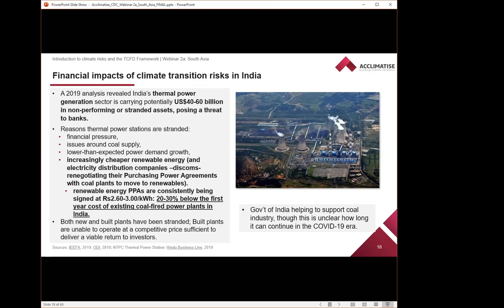So as you know, the Indian government does already provide some support to the thermal power generation sector. But the question is, what is the threshold for this really? And at which point will this no longer be a viable option for the government?